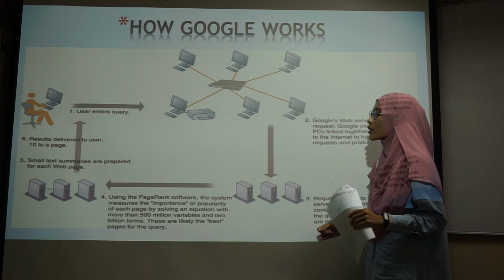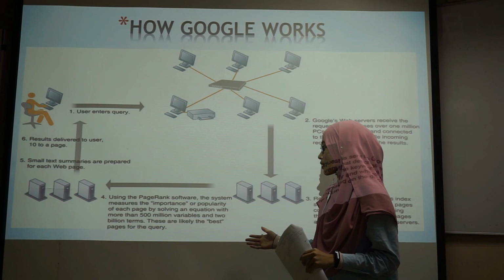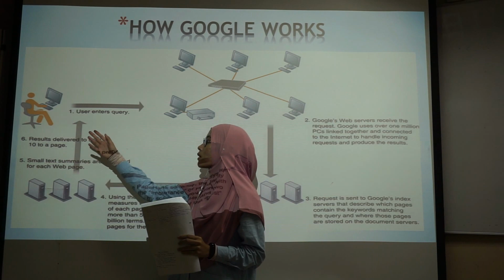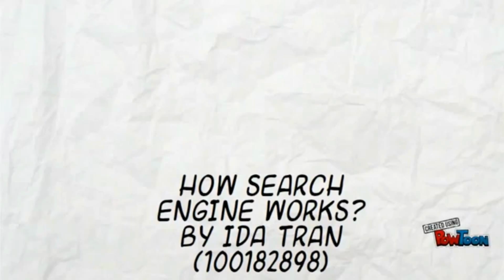The system will measure the importance or popularity of each page by solving an equation with more than 500 million variables and 2 billion terms. These are likely the best pages for the query, and small text summaries are prepared, and the results will appear, about 10 pages. Okay, next. Okay, we are going to see how a search engine works.